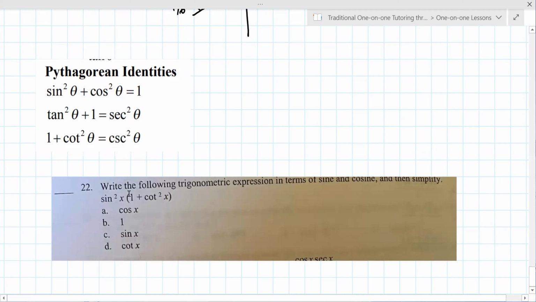It says sine squared x times 1 plus cotangent squared x. Whenever you see squareds, that's when you think of identities. So that 1 plus cotangent squared x is cosecant squared x. So we have sine squared x times cosecant squared x. Cosecant squared x is 1 over sine squared x, which is 1.